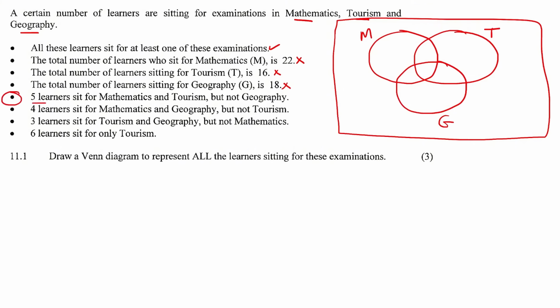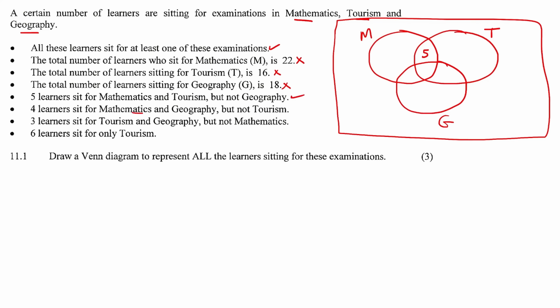This is good. 5 learners sit for maths and tourism, but not geography. So maths is over here, tourism is over here. So the intersection is this, but not geography. So they're literally saying that this piece over here is 5, so we can use that now.